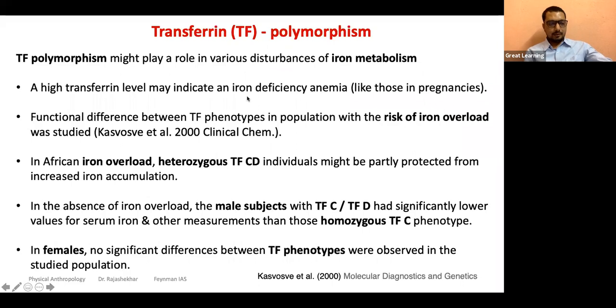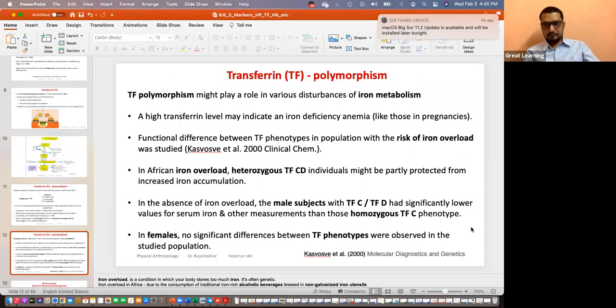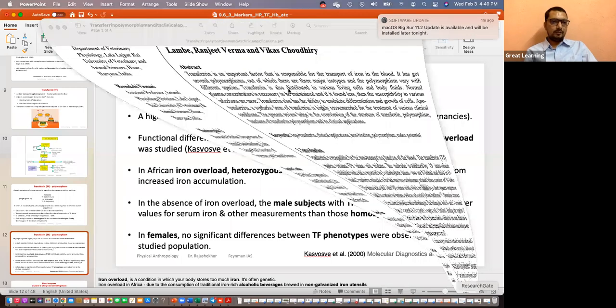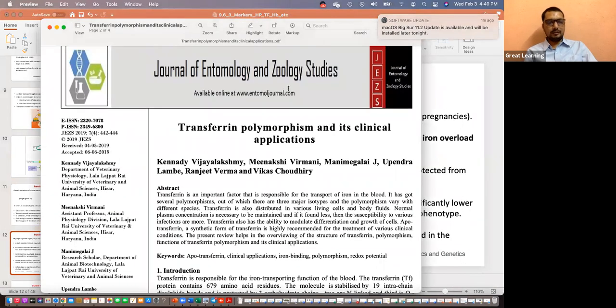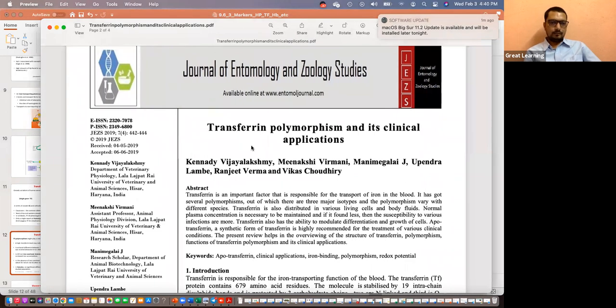Okay. And I wanted to add, I was quickly checking if there's anything new on the relevance of this to diseases. Iron and metabolism we talked about, but any known disease? Interestingly, I found a study that was done in India in 2019, published in the Journal of Entomology and Zoology Studies. Yes, like we have seen, TFCD protects them from iron overload.